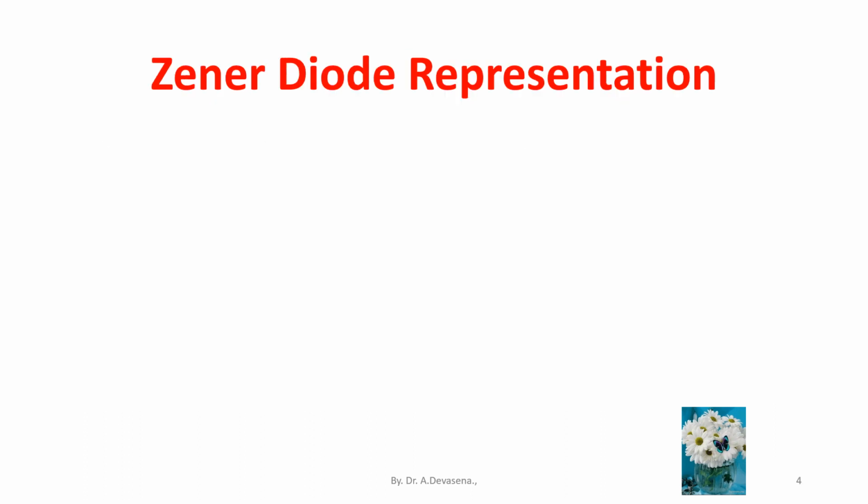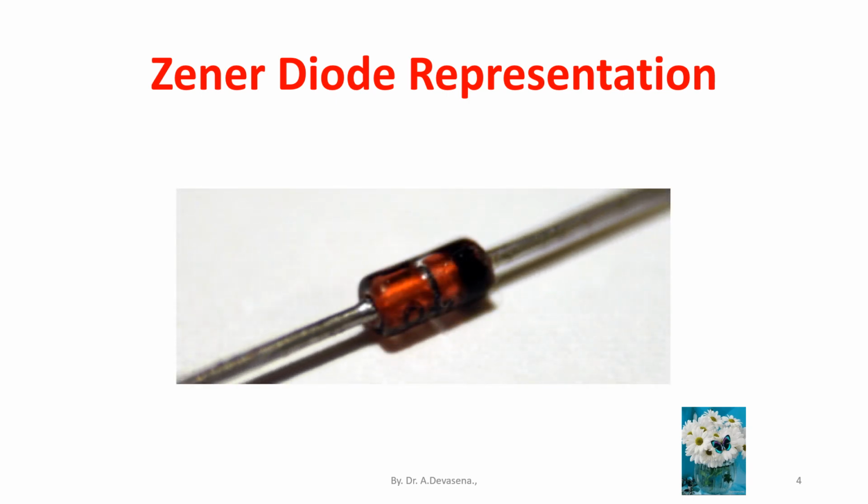Here is the representation of a Zener diode. The picture represents the Zener diode. In the Zener diode, we have a black ring. The lead which is nearer to the black ring is the cathode terminal and the other lead is the anode terminal.